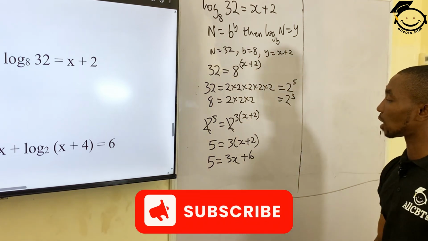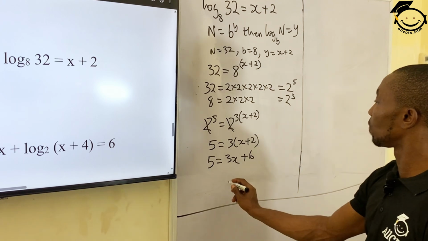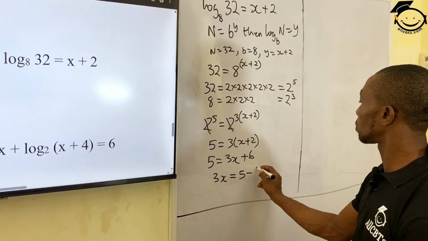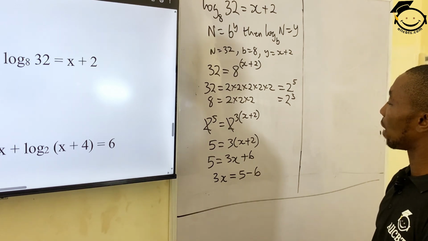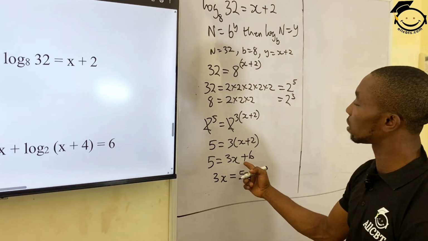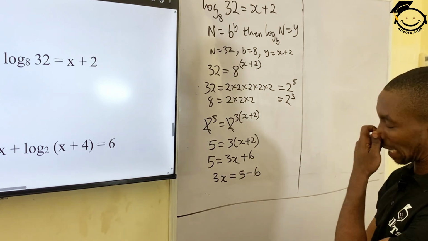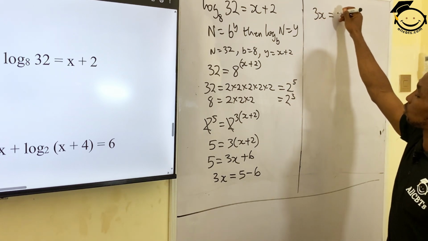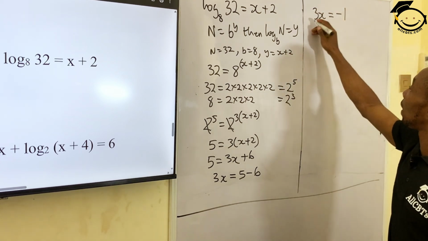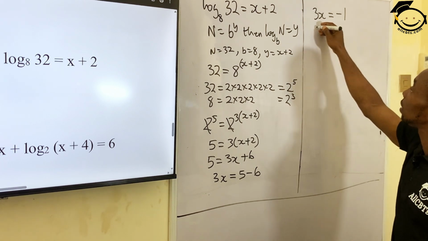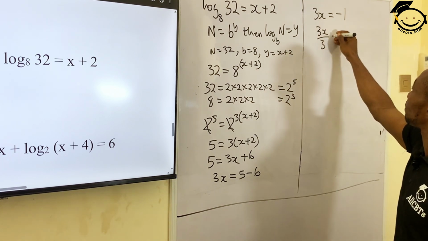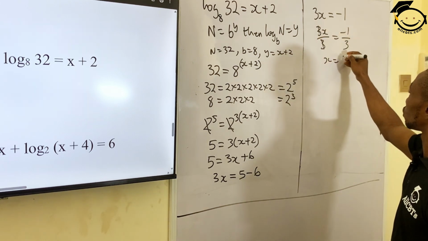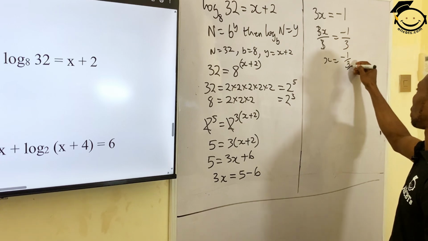Okay, collecting like terms from here, this will become 3x equals 5 minus 6. Why are we having 5 minus 6? Because we are subtracting 6 from both sides. So if we have it as that, this becomes 3x equals minus 1. Now, if we divide both sides by 3, 3x over 3 equals minus 1 over 3. So x equals minus 1 over 3.